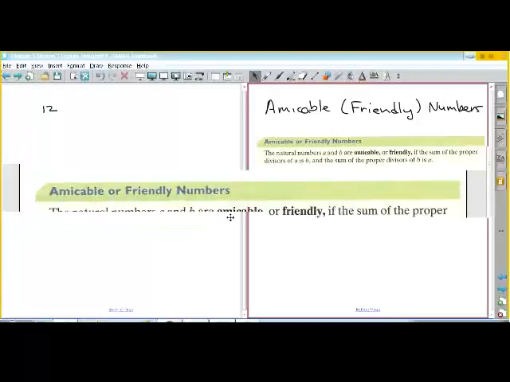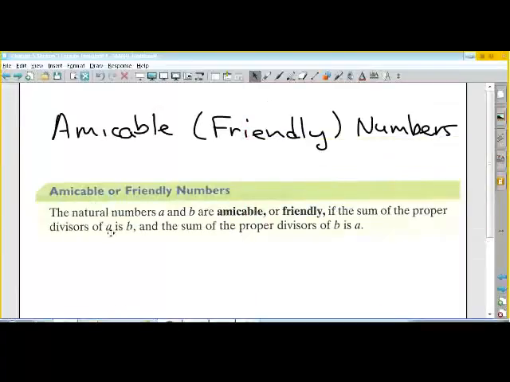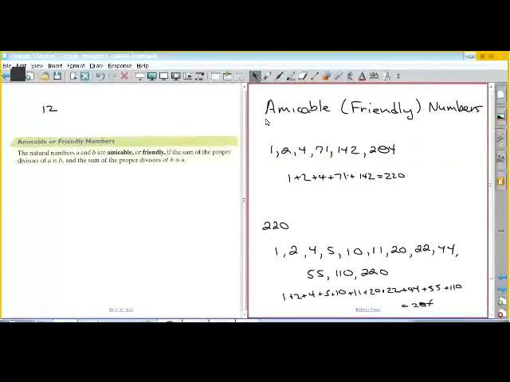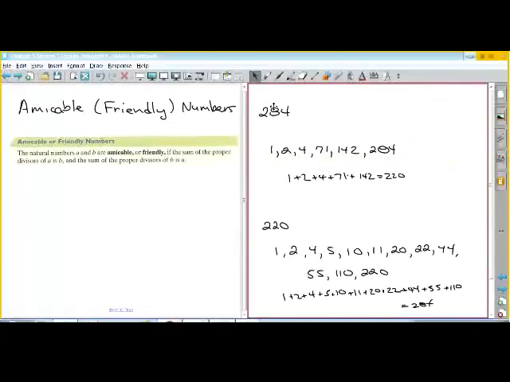Okay. And then you got friendly numbers. So friendly numbers are if the sum of the proper divisors of A is B and the sum of the proper divisors of B is A. So what the heck does that mean? Well, let's look at an example of what a friendly number is.